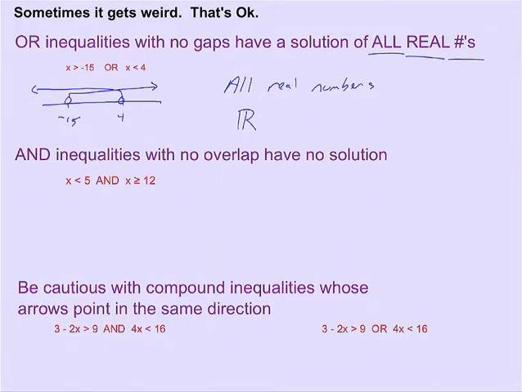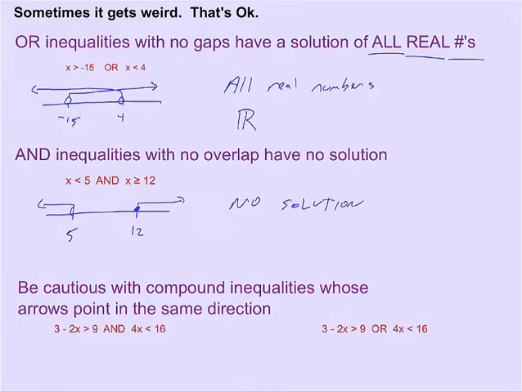You could also have an and inequality that doesn't look like normal. An and inequality might not even have an overlap at all. x has to be less than 5, and at the same time, x has to be greater than or equal to 12. Well, there are no numbers that are both less than 5 and greater than or equal to 12, which means there is no solution. And this will happen sometimes.